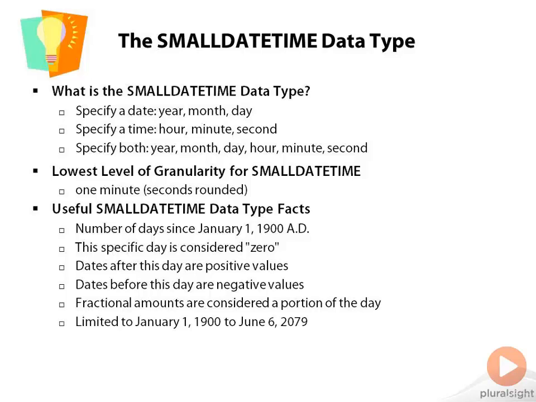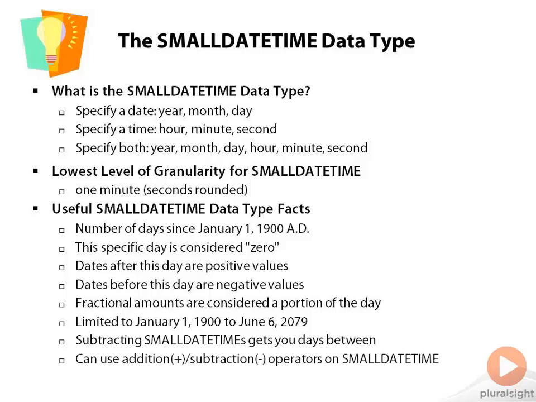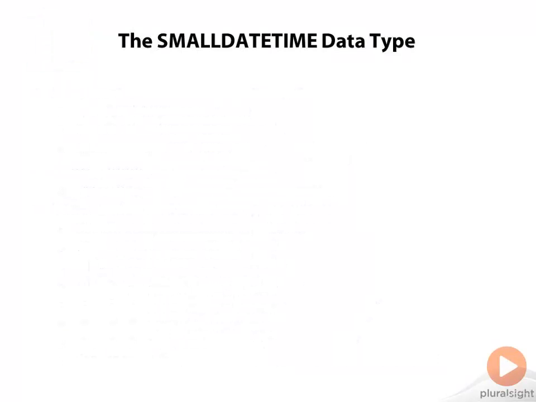Now, small datetime is limited in range from January 1st, 1900 to June 6th, 2079. Subtracting small datetimes gets you the number of days between those two dates. Unlike date and time, small datetime does indeed allow you to use the addition and subtraction operators, but you can still use dateadd and datediff if you want to, and it's probably a good idea to use them anyway. I'll show you some examples using the plus and minus signs because you're likely to run into legacy SQL code that uses them. Am I allowed to call 4 or 5-year-old SQL code legacy? Let's continue our talk about the small datetime data type.